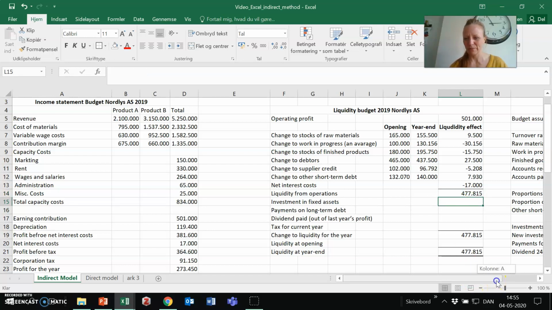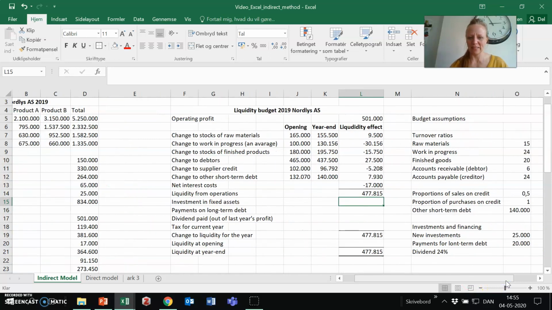So far, so good. So now investments in fixed assets. And here we take a look at what the company has planned to do of new investments. So we simply just get the assumptions. These are plans that the companies have made, and you will be told if you have a case what these numbers are about. So 25,000 for new investments. Payments on long-term debt. We also have a number that we are told as an assumption, 20,000 in this case.